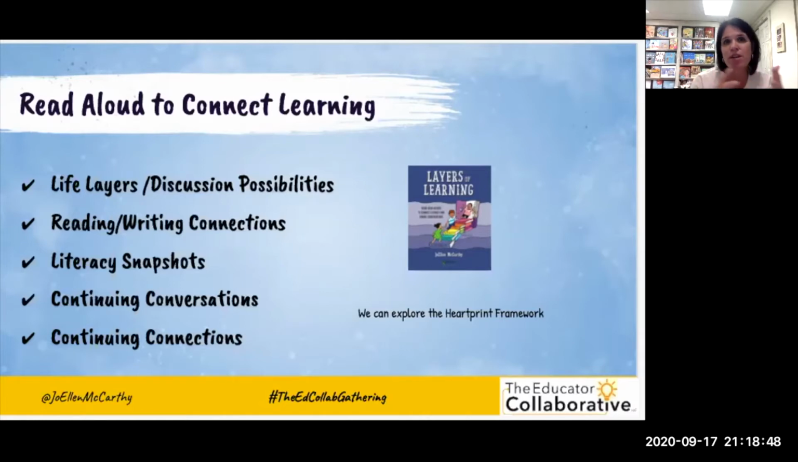So that morning or initial life layer discussion possibility is how we start with a book, right? Again, notice I'm not saying use this book to do this. I'm trying to give you an idea about how to really harness the power of read alouds. Start with a story, that shared story that brings us together. And then we can explore those reading writing connections.